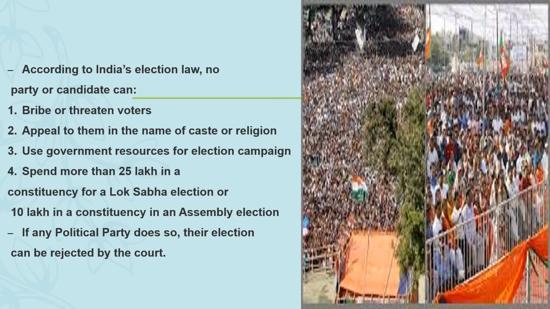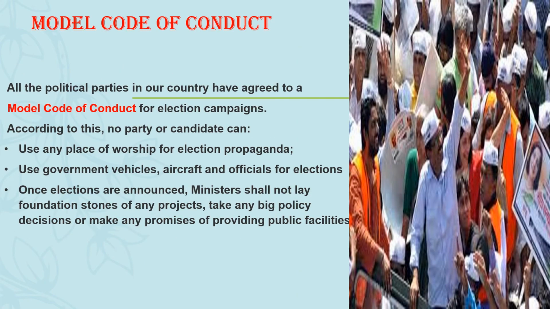Students, according to India's election law, no party or candidate can bribe or threaten the voters, appeal to them in the name of caste or religion, use government resources for election campaigns, or spend more than 25 lakhs in a constituency for the Lok Sabha elections or 10 lakhs in a constituency in the assembly election. If any political party does so, their election can be rejected by the court.